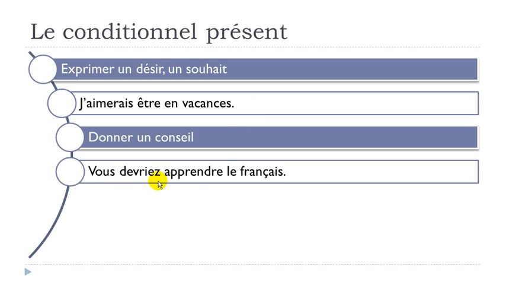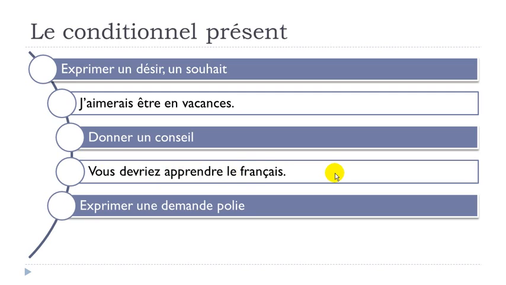Vous devriez apprendre le français. Okay, devoir, to have to, but then in that case when you say vous devriez, you should. That would be the more correct translation. Vous devriez apprendre, apprendre is to learn, le français, French.